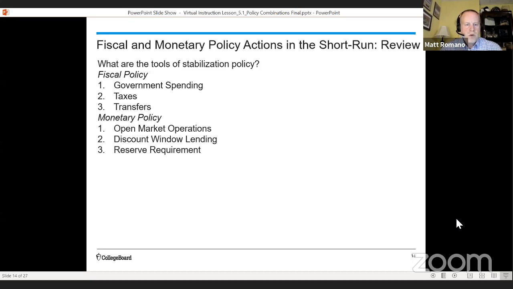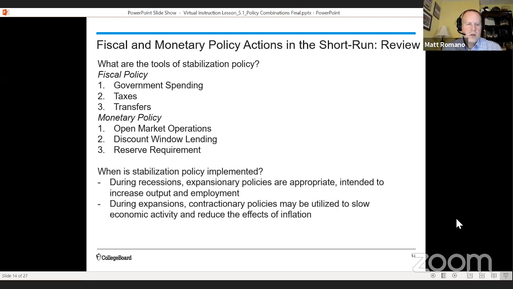Number one, open market operations. This is the most commonly used tool by the Federal Reserve. Discount window lending and the reserve requirement. Open market operations, of course, is the purchase and sale of primarily Treasury securities. Discount window lending would be the window at which banks, commercial banks, can borrow money from the Federal Reserve. And of course, the reserve requirement is really a regulation which tells banks how much of their demand deposits they must keep on reserve at any given time. All right, so those are our three tools.